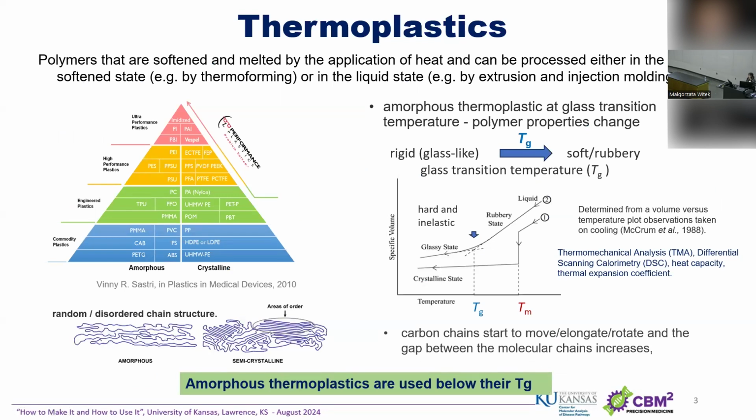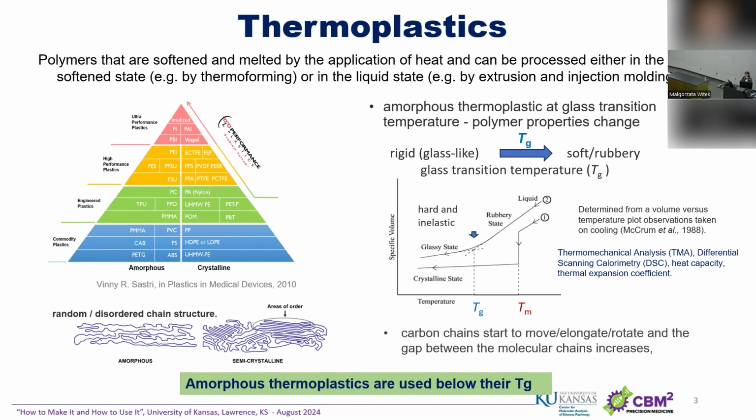So thermoplastics, by definition, are materials that are softened or melted by the application of heat and can be processed. We heard about this yesterday from Dr. Park's presentation. We can process them and fabricate devices from those thermoplastics by thermoforming, extrusion, or injection molding. You have also heard that. Depending on how much heat you apply, you can use those two different methods.